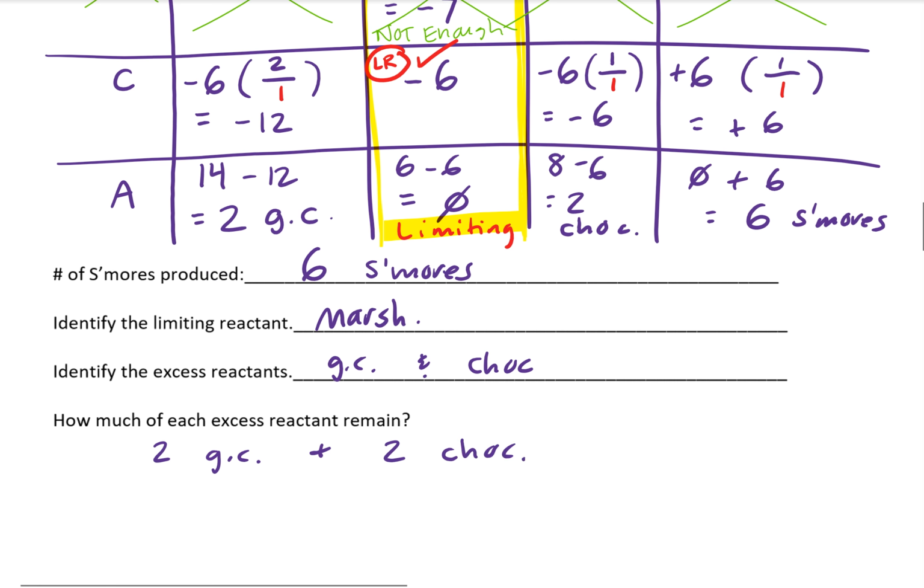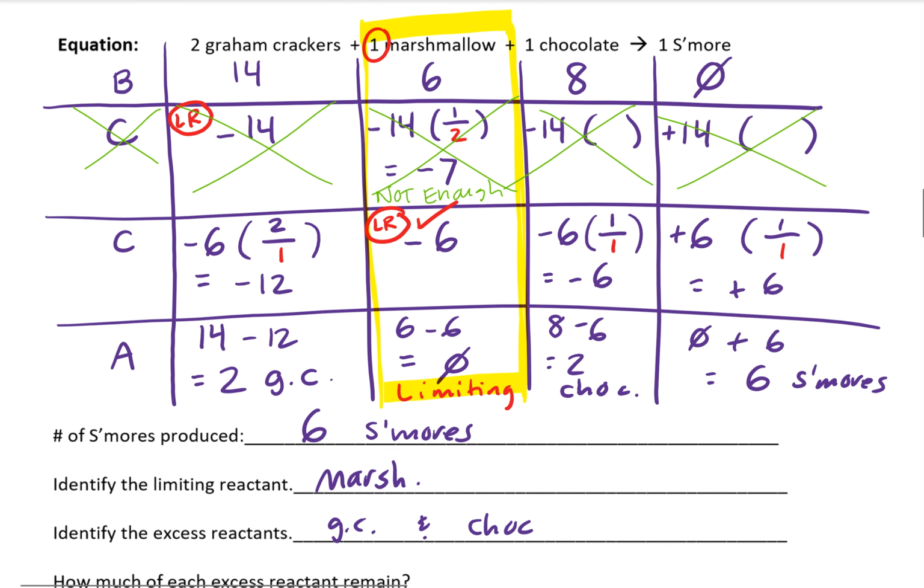So in our BCA table, we've highlighted the limiting reactant column. Its coefficient appears in the denominator of all the mole ratio fractions. So remember, the coefficient of marshmallow was 1, and you'll see here in red, that's why I have a 1 in the denominator of all those fractions. And another thing, the limiting reactant is completely used, so its value gets subtracted or added to all the other change boxes.